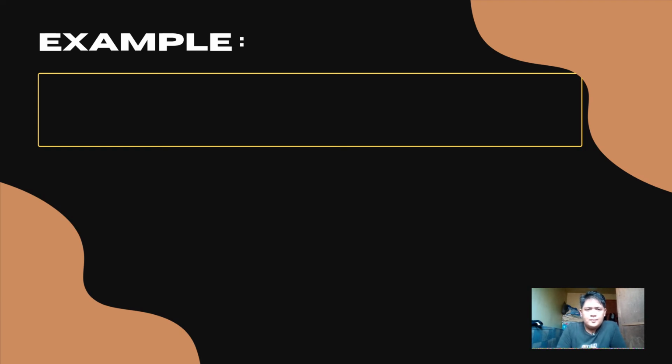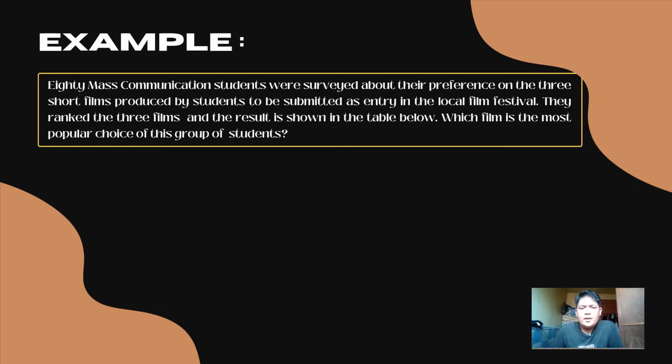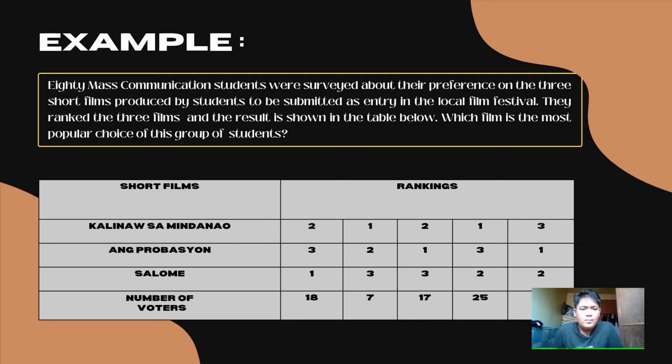Next example. 80 mass communication students were surveyed about their preferences on 3 short films produced by the students to be submitted as an entry in the local film festival. They ranked the three films and the results are shown in the table below. Which film is the most popular choice of this group of students? So there are three short films produced by students: Kalinaw sa Mindanao, La Probasyon, and Salumi.